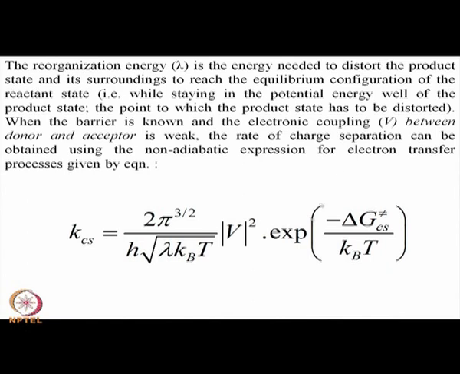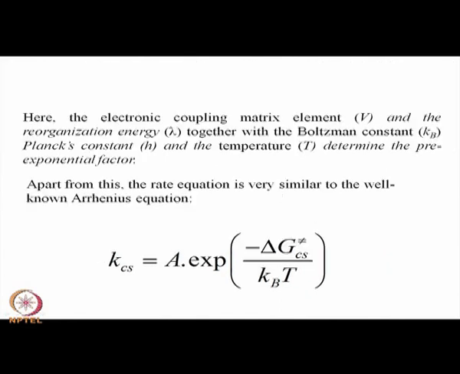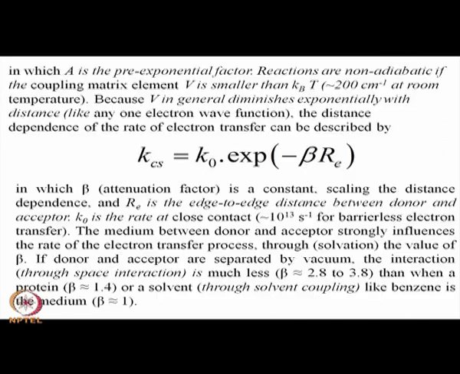And when the barrier is known and the electronic coupling is weak, then you need to apply the non-adiabatic expression as below, where the electronic coupling matrix is V, and this has a similarity with the Arrhenius expression, and A is the pre-exponential factor. Here for non-adiabatic cases, if the coupling matrix is smaller than the thermal energy kBT at room temperature, then V in general diminishes exponentially with distance.